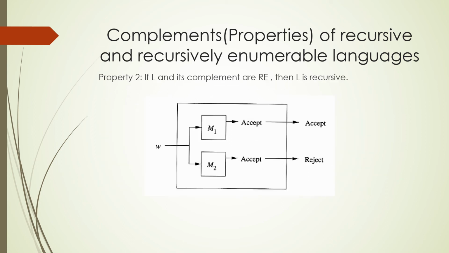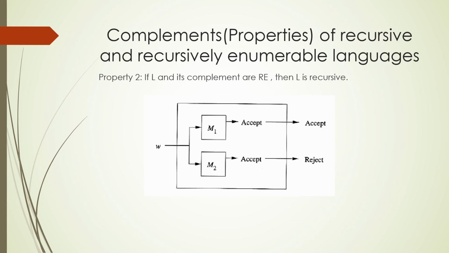Now we'll see the second property: if L and its complement are recursively enumerable, then L is recursive. We represent recursively enumerable as RE. So I am repeating it: if L and its complement are recursively enumerable, then L is recursive. When I say L is recursive, then at last we have to conclude that we have a Turing machine that is capable of saying yes and no.